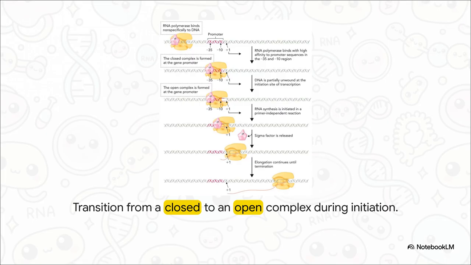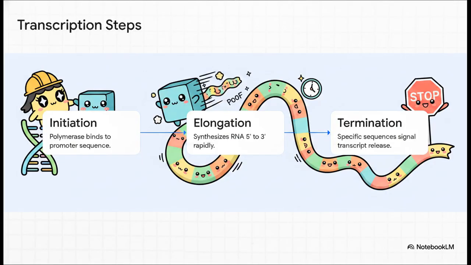Unlike DNA replication, which absolutely requires a primer to get started, RNA synthesis is completely primer-independent. No starter needed. So this whole birth process of an RNA molecule happens in 3 highly organized steps. First up is initiation, which we just saw. Once started, that sigma factor falls away, and the polymerase kicks into absolute high gear for step 2, elongation.